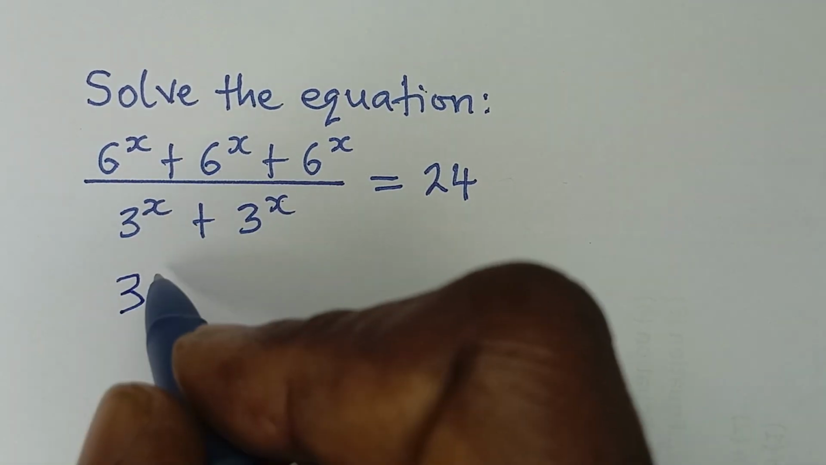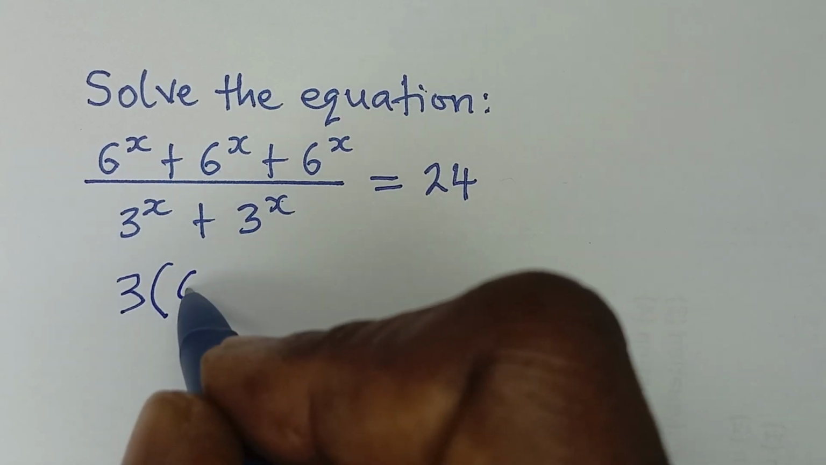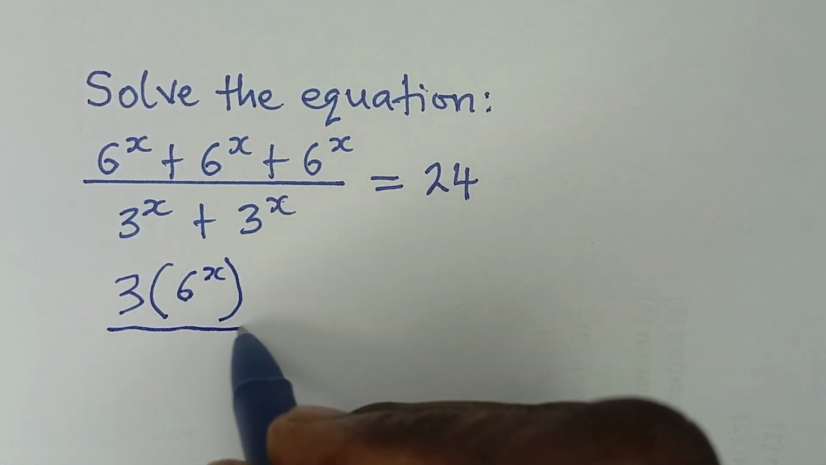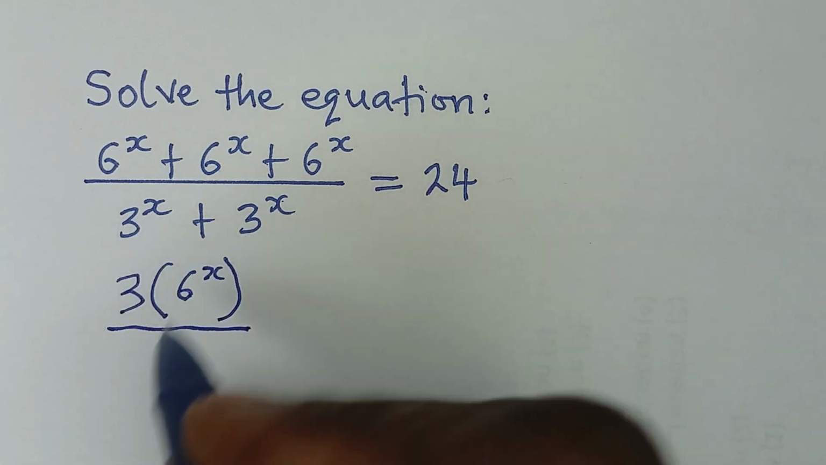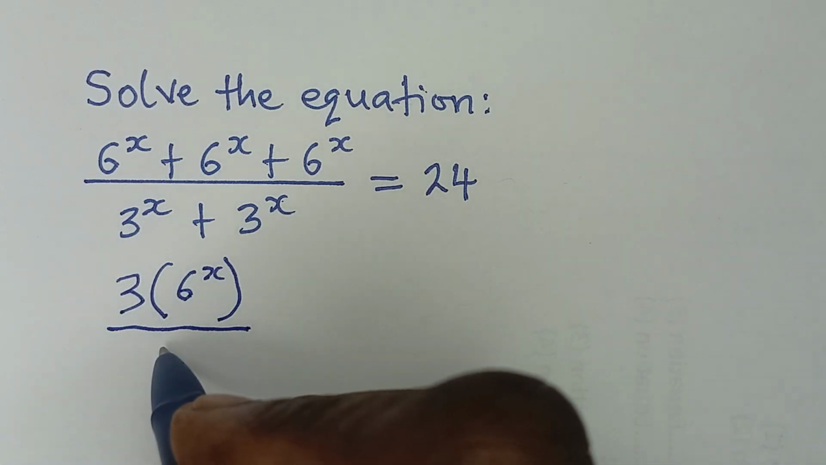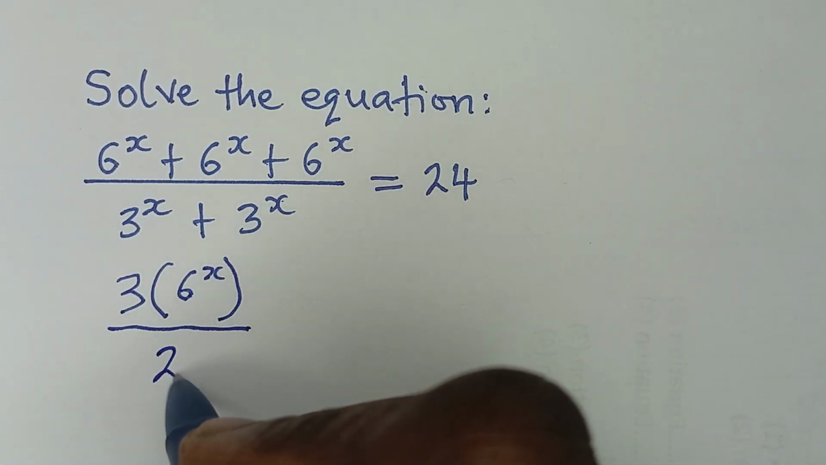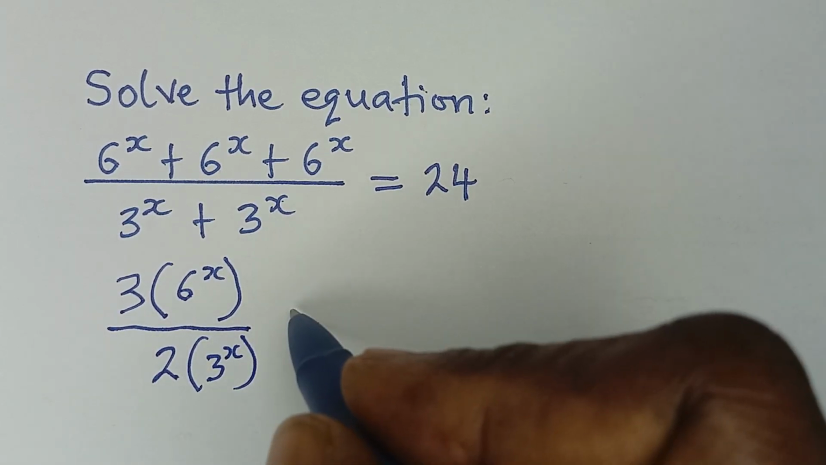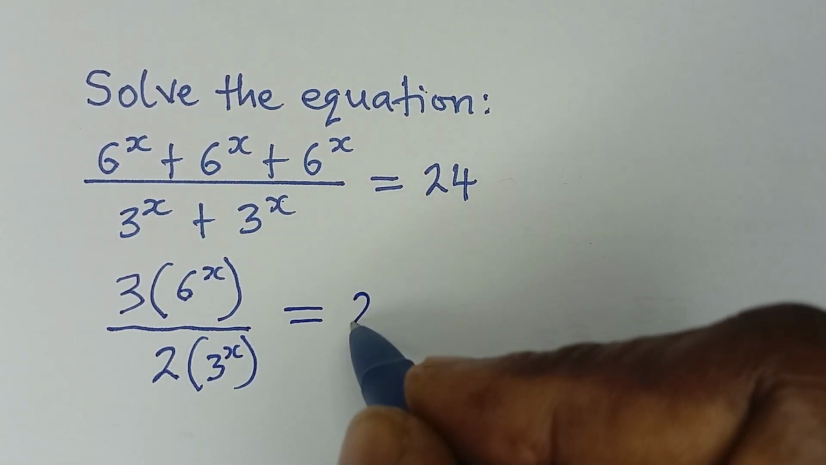So I can say 3 of 6 raised to power x, all over. Here we have two of them, so we can add them too. We say 2 of 3 raised to power x is equal to 24.